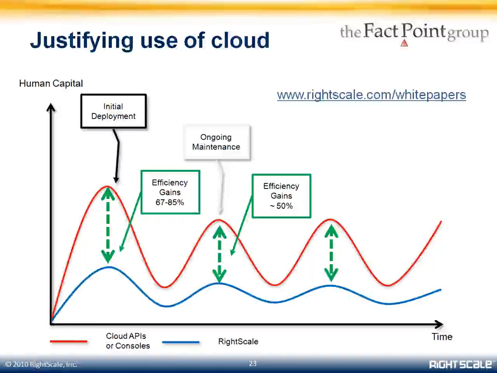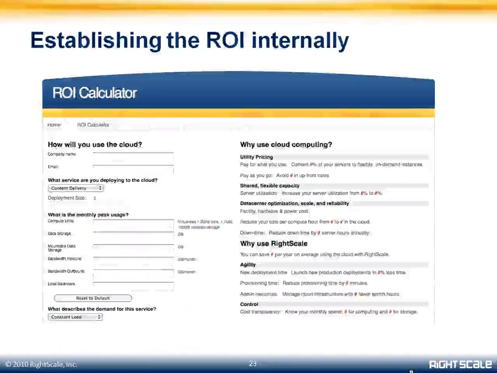And then also, almost any application has a life cycle, right? You develop it, you test it, you roll it out, it reaches maturity, and then there's an end of life usually at some time. And there's maintenance, there's ongoing maintenance as time goes on. RightScale is very effective in reducing the time and cost of that ongoing maintenance. So that's what you see in those 50% efficiency gains, the later red curves. So that's one tool that you can use, is that white paper.